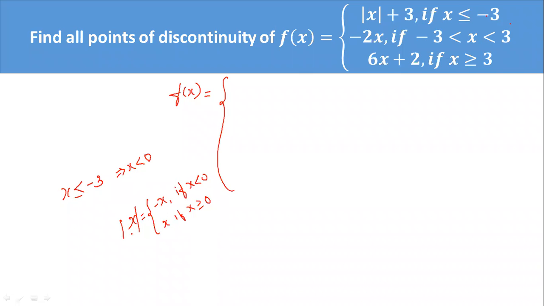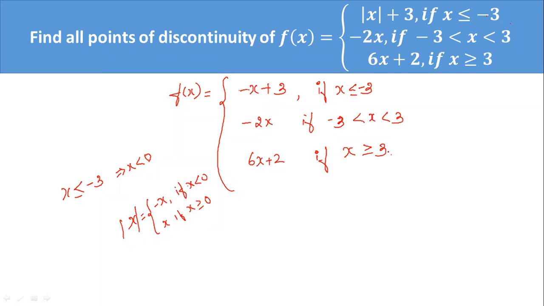So now if x is less than 0, what is mod x? Mod x is minus x, correct? So this mod x, I'll replace it by minus x plus 3 if x is less than or equal to minus 3. Did you understand this? Okay, fine. So the second one you write as it is, minus 2x if x lies between minus 3 and 3, x less than 3, and it is 6x plus 2 if x is greater than or equal to 3.